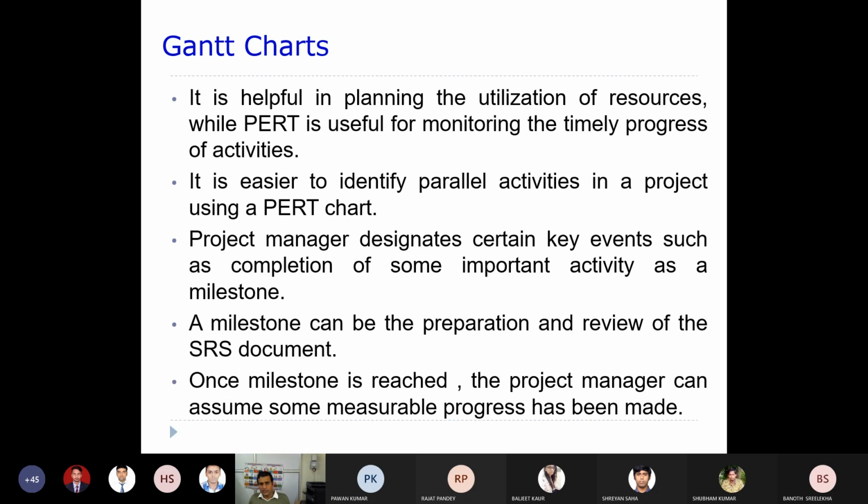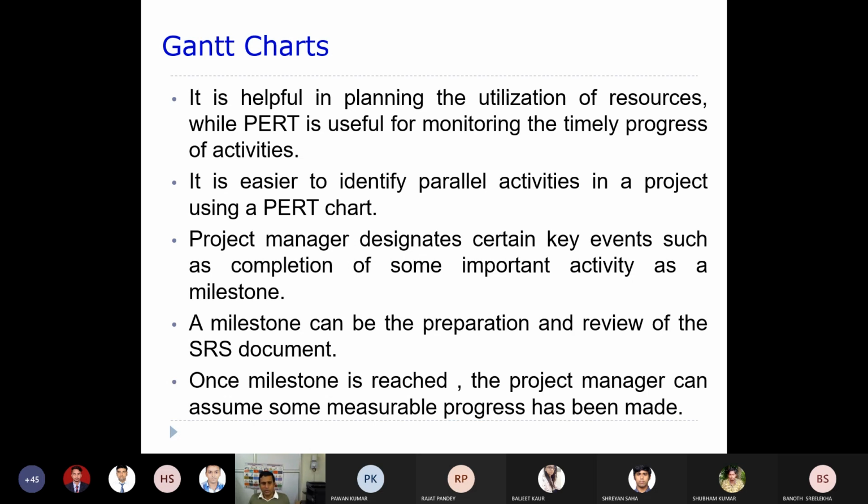It is easier to identify parallel activities in a project using a PERT chart. So through a PERT chart, you can identify what the parallel activities are, and those things can be easily visible, right?